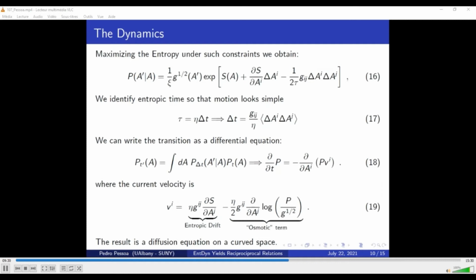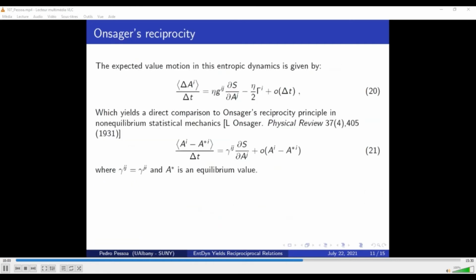With this time established, we can write the transition in equation 16 in this useful form of equations 18 and 19 as a differential equation where the flux or the velocity v has two terms. The first is what we're going to call the entropic drift that leads distributions to the maximum of macrostate entropy, while what we call the osmotic term is derived by differences of density of probabilities. This is a diffusion equation in the statistical manifold.